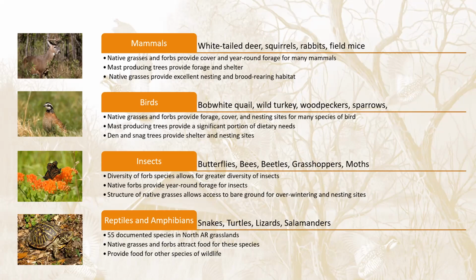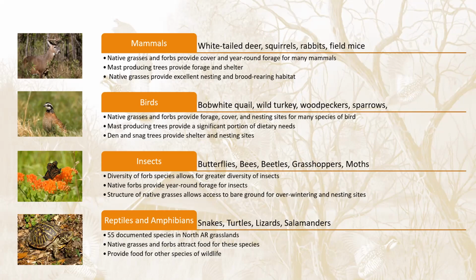So looking at some of our insects that we mentioned earlier that depend on our grasslands, you'll commonly see butterflies, bees, moths, grasshoppers, and beetles, just to name a very few. There are probably way too many insects to count that utilize our grasslands. Again, the native grasses that grow in these areas provide the right structure that many of these insects need in order to access bare ground.